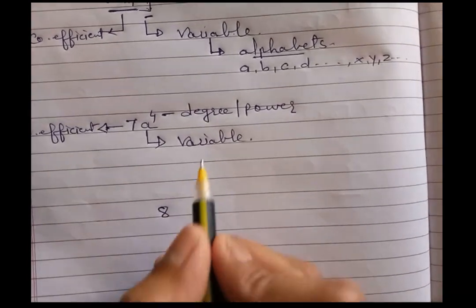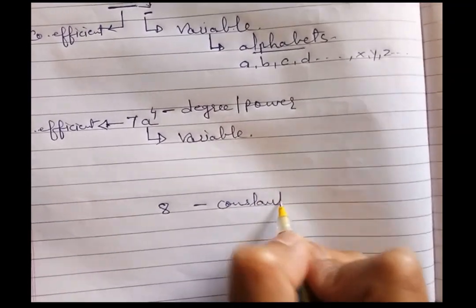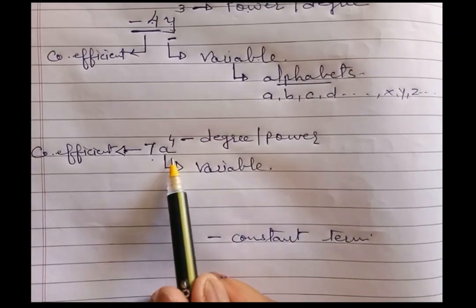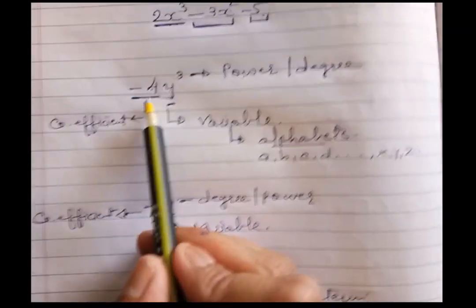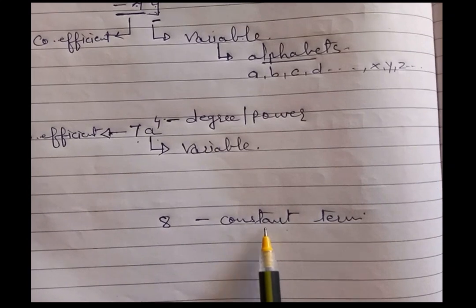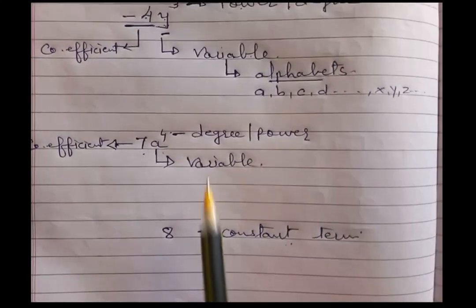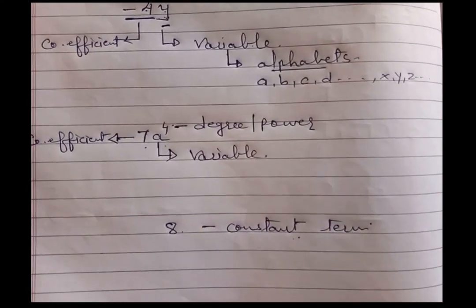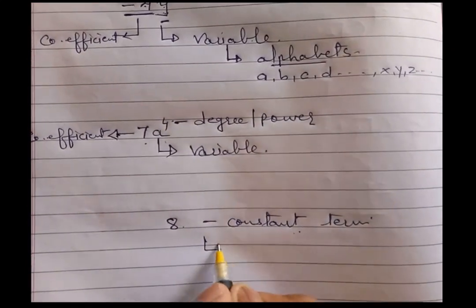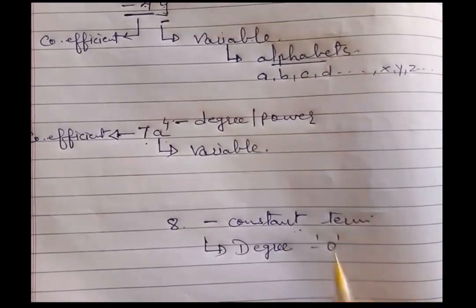But which kind of term? Your variables are not there, because of that it is called a constant term, right? Now the 7a raised to 4 is a term. Minus 4y cube is a term. Here 8 is also a term, but it is a constant term. For a constant term, what will be the degree? The degree is of the variable only. Here any variable is not there. That means the degree will be 0, right? The degree will be 0 for any constant term.